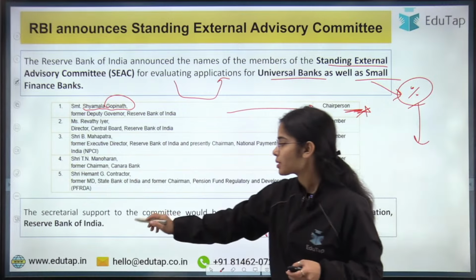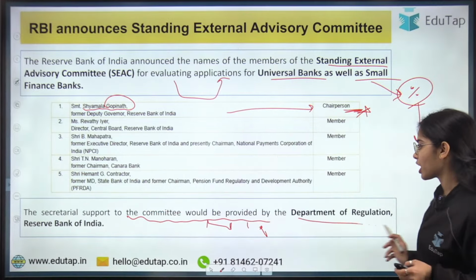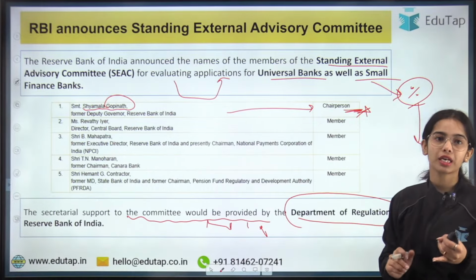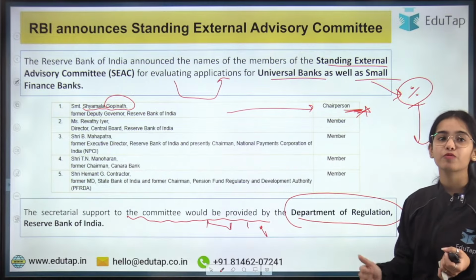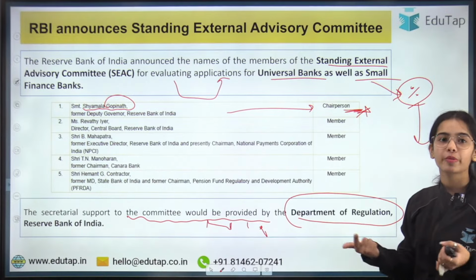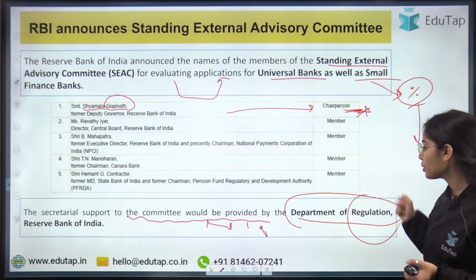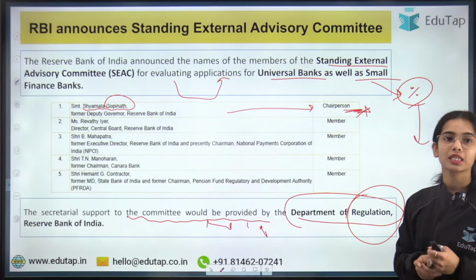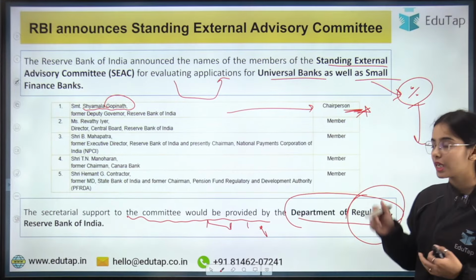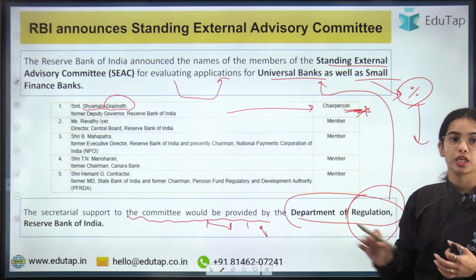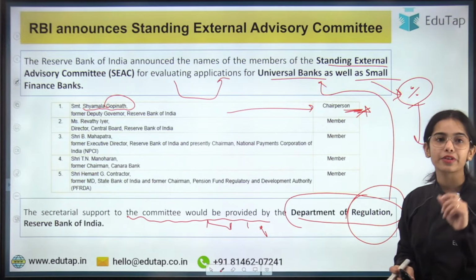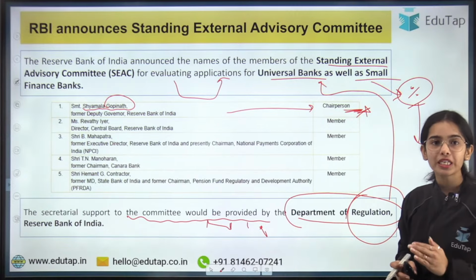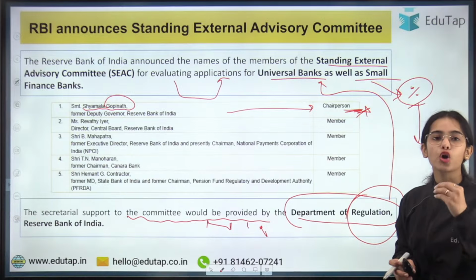And the secretarial support to the committee would be provided by the Department of Regulation. Why does it come under the Department of Regulation? Why is it not coming under the Department of Payment and Settlement System? Why is it not coming under the Consumer Education and Protection Department? Because here we are talking about applications, here we are talking about regulation. So remember that the department will be related to the topic only. So the Department of Regulation provides the secretarial support here because we are talking about evaluation of the application for establishing a universal bank or small finance bank.